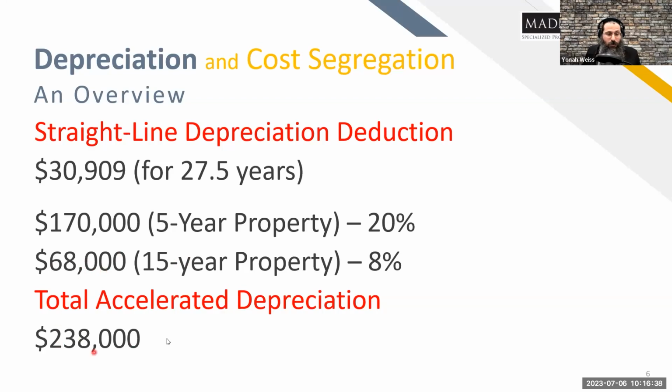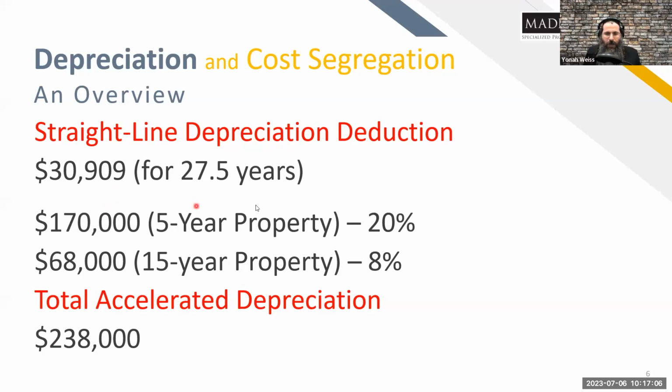So again, $238,000. Instead of taking $30,000 a year, you can get $238,000 either in these faster categories, or, as we're going to get to later on with bonus depreciation, actually all upfront as a lump sum. Okay, so cost segregation is going to double or triple your deductions during the earlier years of ownership, or even more so. So it's really, more than anything else, a time value of money play.